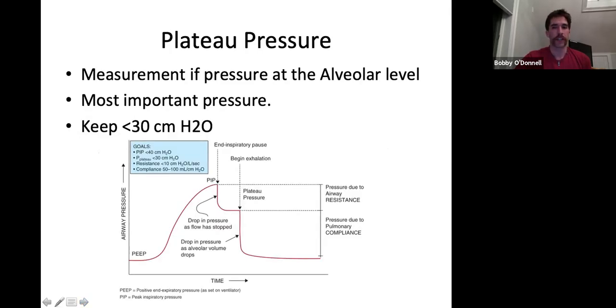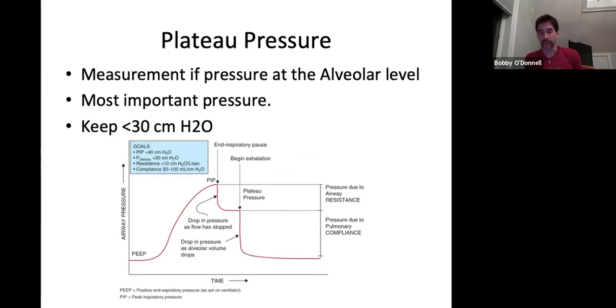We're going to be changing our tidal volumes based off of airway pressures. The plateau pressure is the most important pressure for pulmonary compliance. Unfortunately, on most ventilators, even the LTV1200, it's not the easiest thing to do a plateau pressure because there's not a button that says plateau pressure. So I'll go over how to take one.